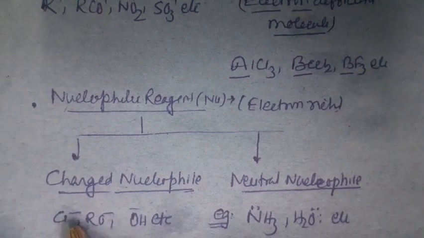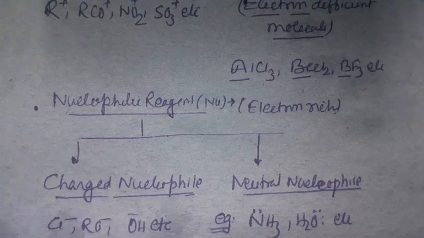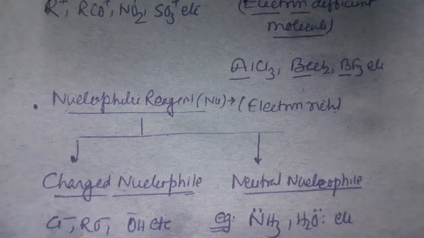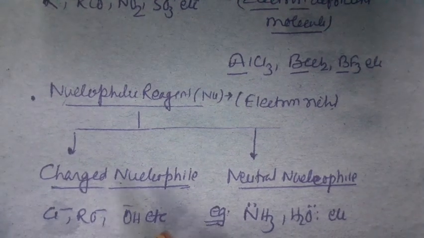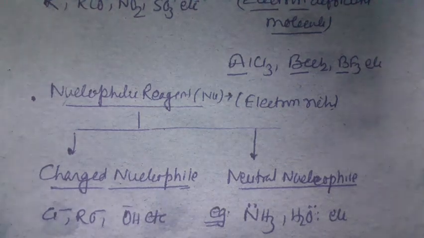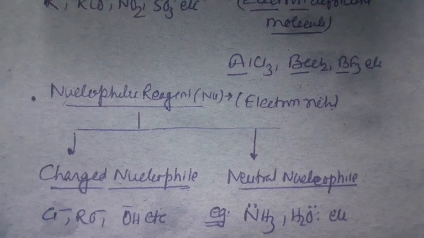So you can see that all the negatively charged ions like Cl minus, RO minus, OH minus, and many others which possess a negative charge on them are examples of charged nucleophiles. Negative charge indicates that the electron density is maximum, and so they have a tendency to interact with the nucleus because the nucleus is positively charged.